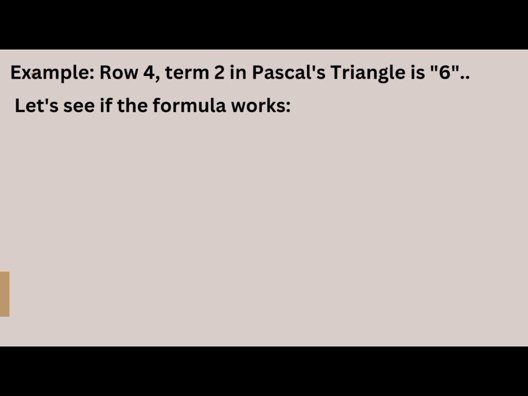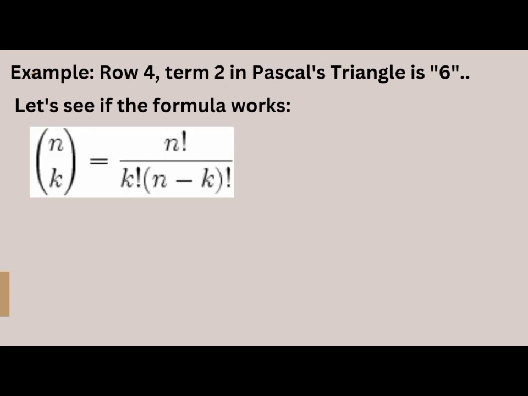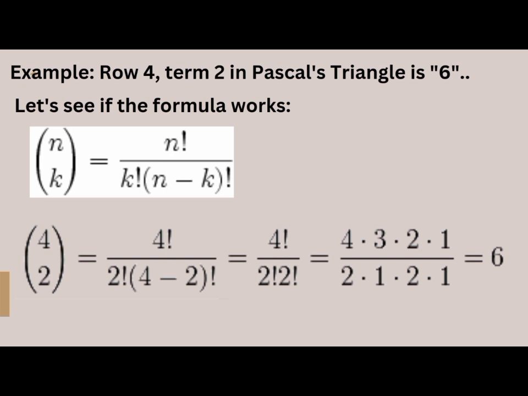Let's see if the formula works. The formula is n choose k is equal to n factorial over k factorial times n minus k factorial. Then we substitute the numbers and it is 4 choose 2 equals 4 factorial over 2 factorial times 4 minus 2 factorial. 4 minus 2 is equal to 2. So it is 4 factorial over 2 factorial times 2 factorial.